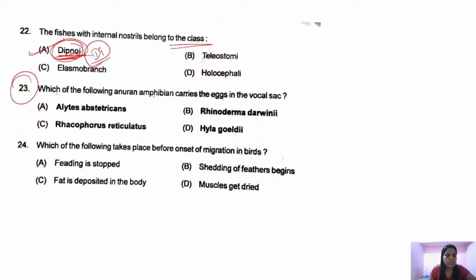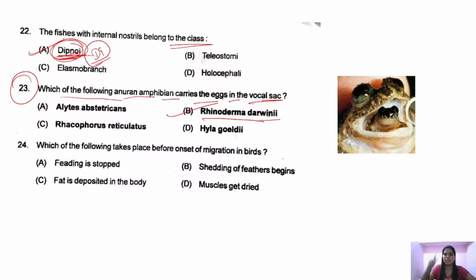Question number 23. Which of the following anuran amphibians carries the egg in the vocal sac? Answer will be option number B, that is Rhinoderma darwini. Here, in this diagram, it carries the offspring, the eggs, in its vocal sacs.